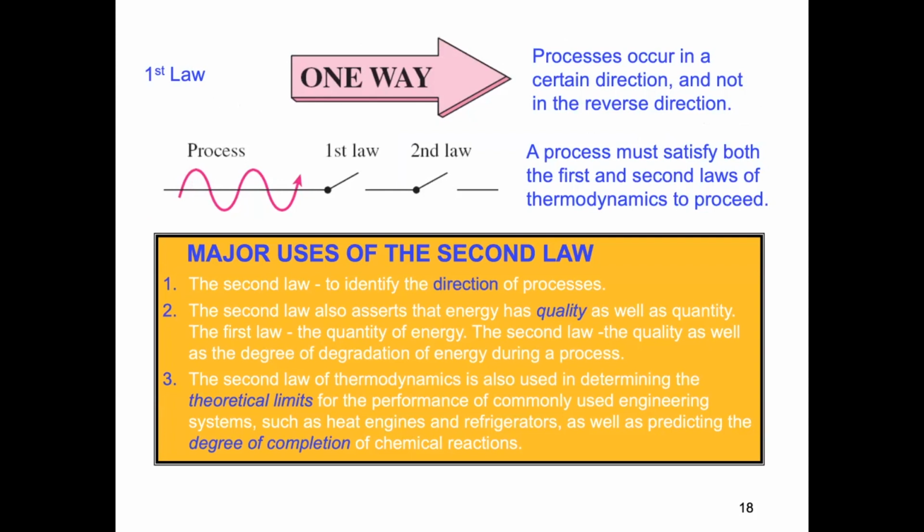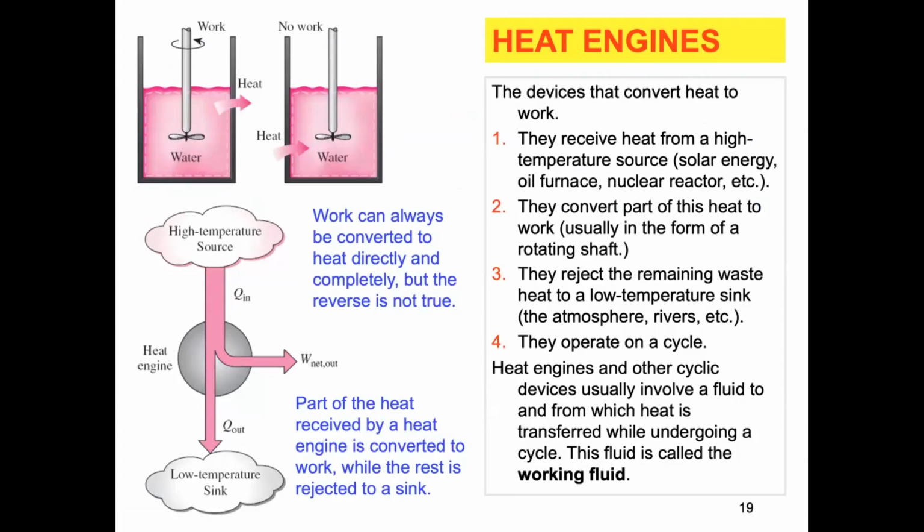So you have to identify the direction of the process, also the quantity and the quality. So you also learn about heat engines. A heat engine is a device that converts heat to work. That's a simple one. First, if you look at the picture on your left bottom part, they receive heat from a high temperature source, for example solar, oil, nuclear, and then they convert part of the heat to work. Then they reject the remaining waste heat to a lower temperature sink.